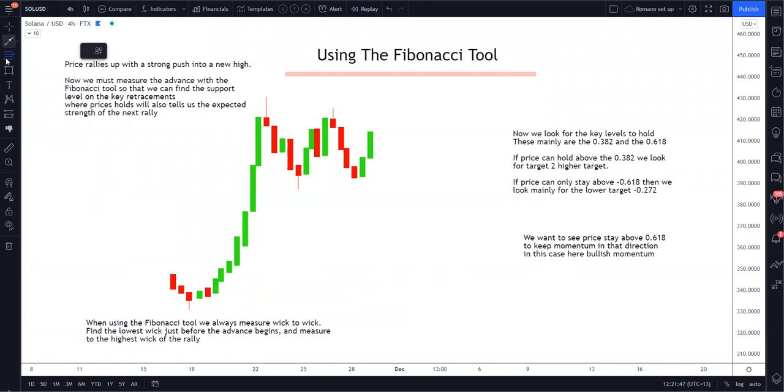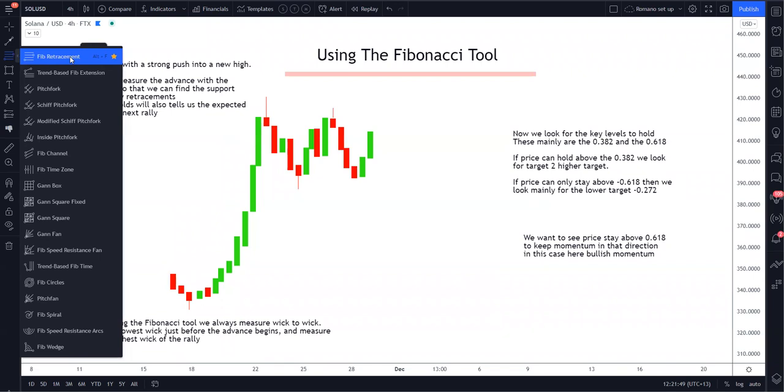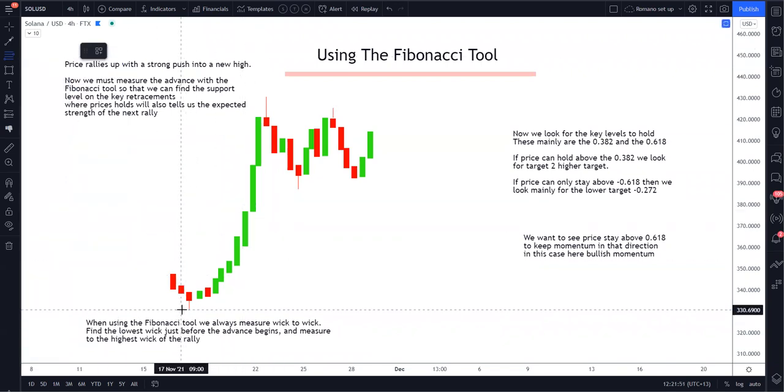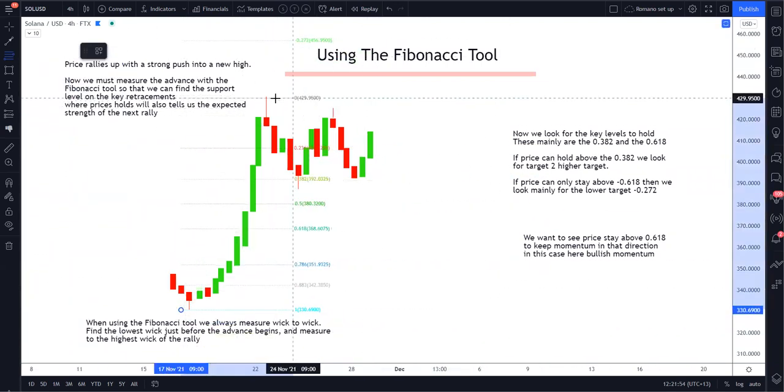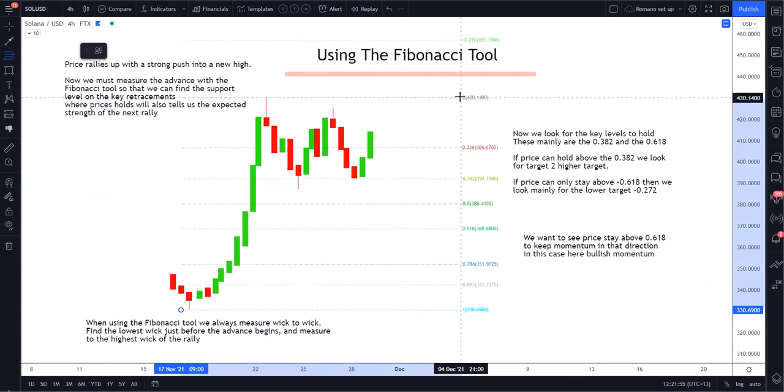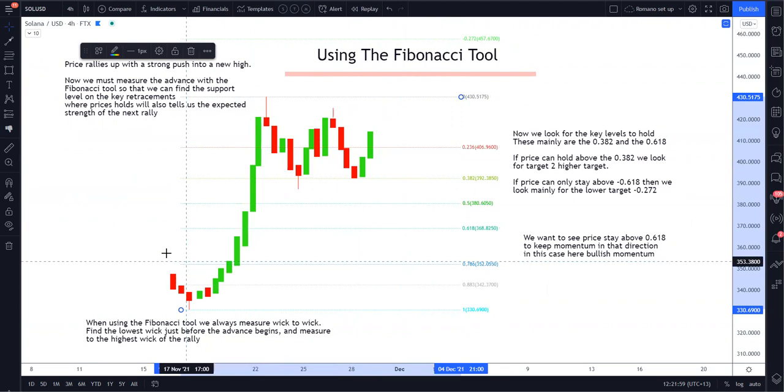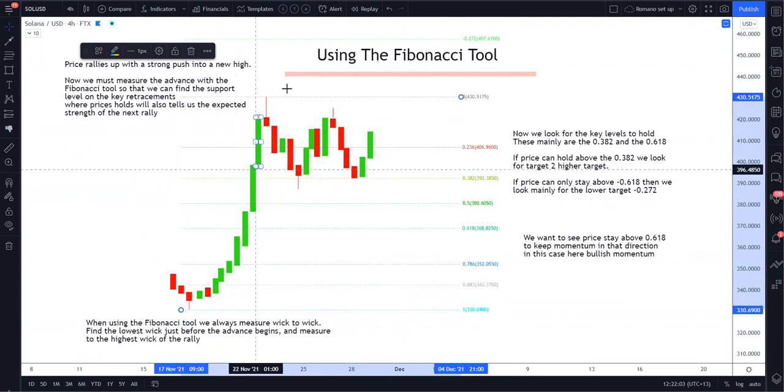So it's 2 down underneath the arrow, Fibonacci retracement. We just want to click on that level and then we want to drag it all the way up to here and then drag across just like that, right? And what that will do is it will measure the advance that we just had, right?